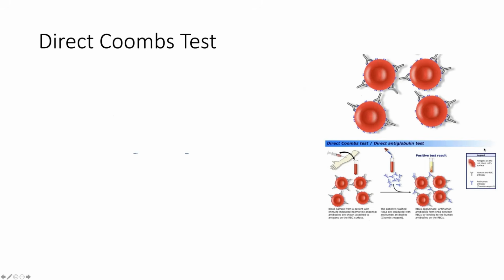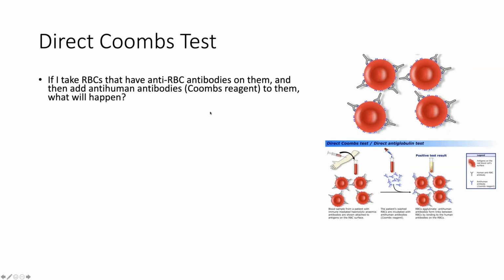Perfect. So we're going to talk about the Coombs test next. So Sujith, if you take RBCs, right? I take someone's RBCs and they already have anti-RBC antibodies on them. And then I add the Coombs reagent, right? So these are anti-human antibodies, right? So that would bind to antibodies. What will happen if I add antibody-coated red blood cells and anti-human antibodies? What will happen to those? They'll agglutinate or clump. Yeah, they clump.